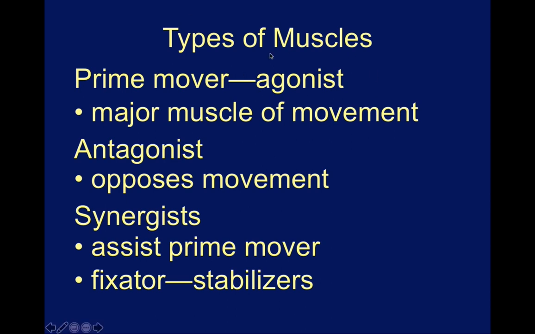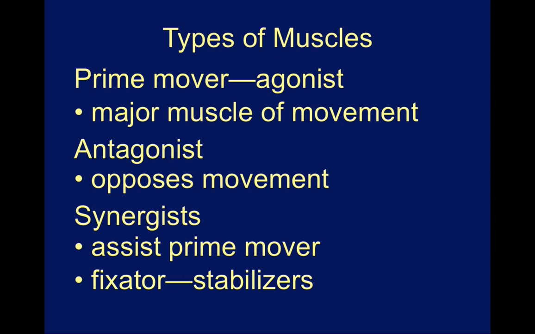Another name, of course, is agonist, and I actually prefer to use this name for prime movers because it helps us to understand the action of this second group of muscles, the antagonists. An antagonist is any muscle that opposes the movement of a prime mover or an agonist.